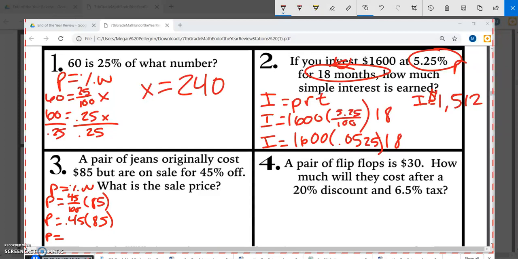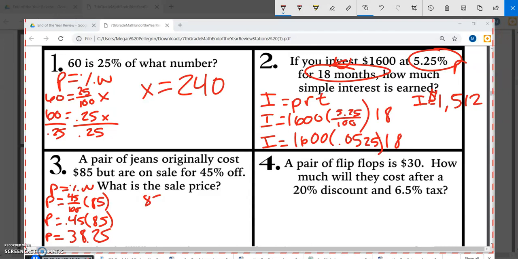0.45 times 85 gives me $38.25. That's the amount of the discount. You could even change the P to a D at this point and call it the discount if that makes you feel better or understand it a little bit more.